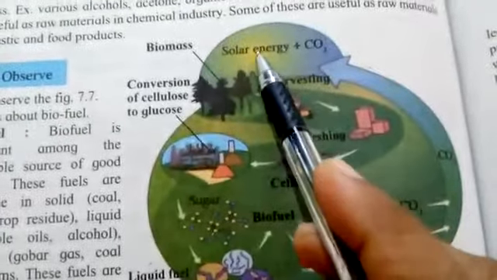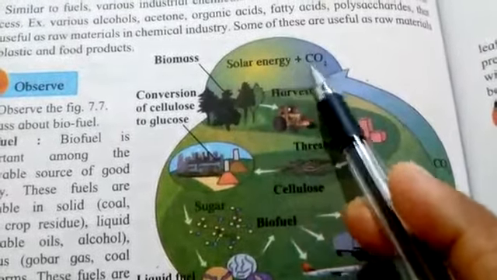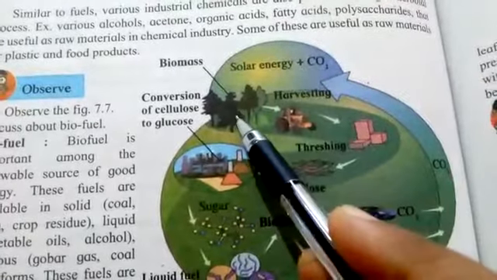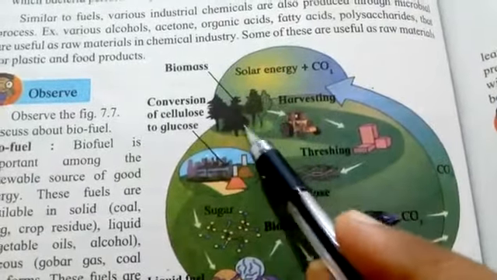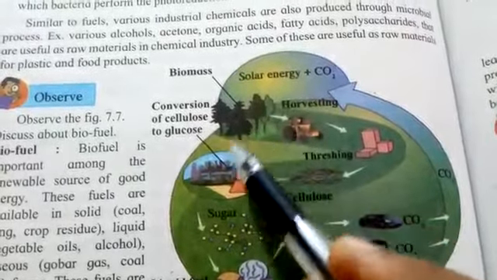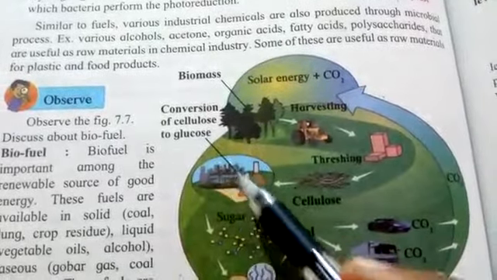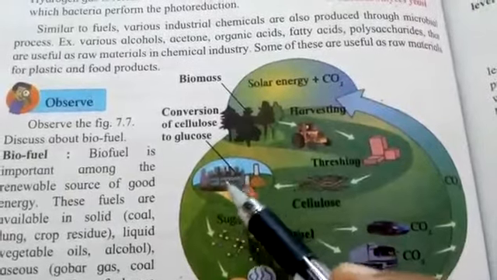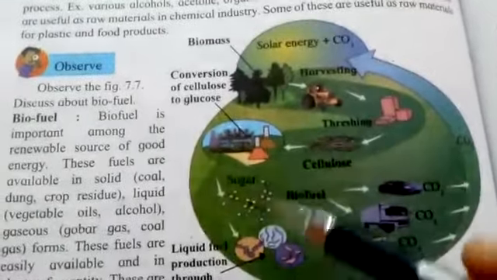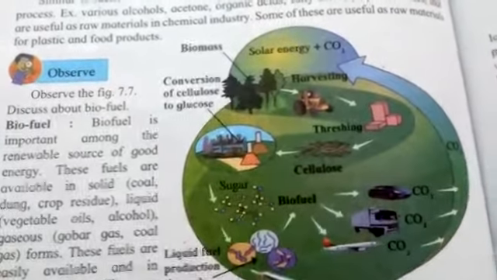Here the schematic representation of biofuel production is given. You can see that solar energy is utilized by the plants, and also the carbon dioxide from the atmosphere is utilized for the process of photosynthesis, and this is how the plants and trees make their food. If we talk about the sugar industry, then the sugar is extracted from the sugar cane, and then the leftover can be used as biofuel, from which ethanol can be extracted. That ethanol can act as a biofuel.